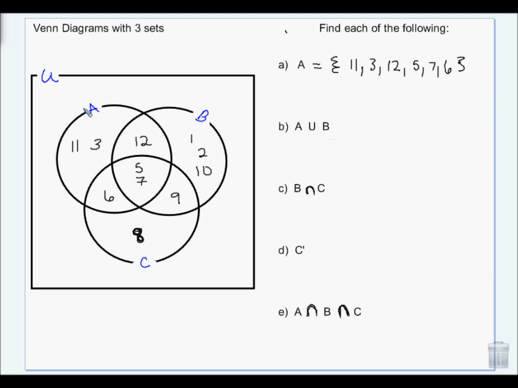A union B is everything that is in both circles. So I have 11, 3, 12, 5, 7, 6, and then 1, 2, 10, and 9. So that's everything in these 2 circles. B intersect C, that's this football right here where the circles of B and C overlap. So that's the set 5, 7, 9.